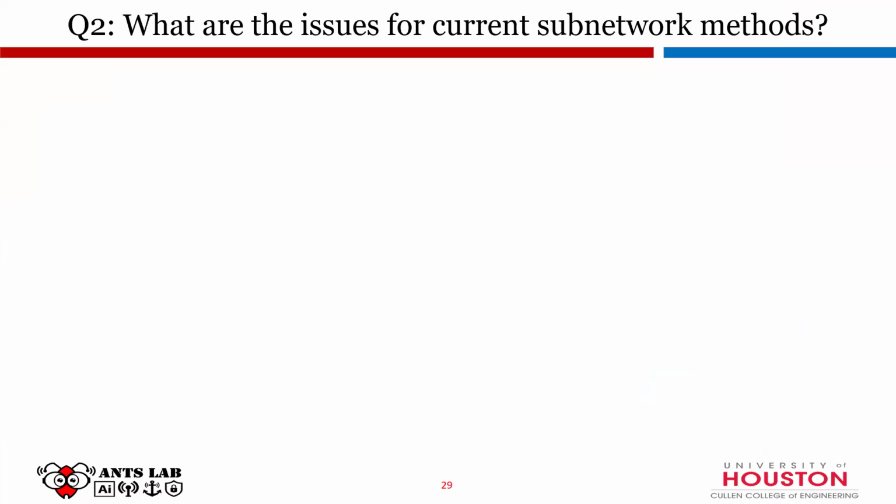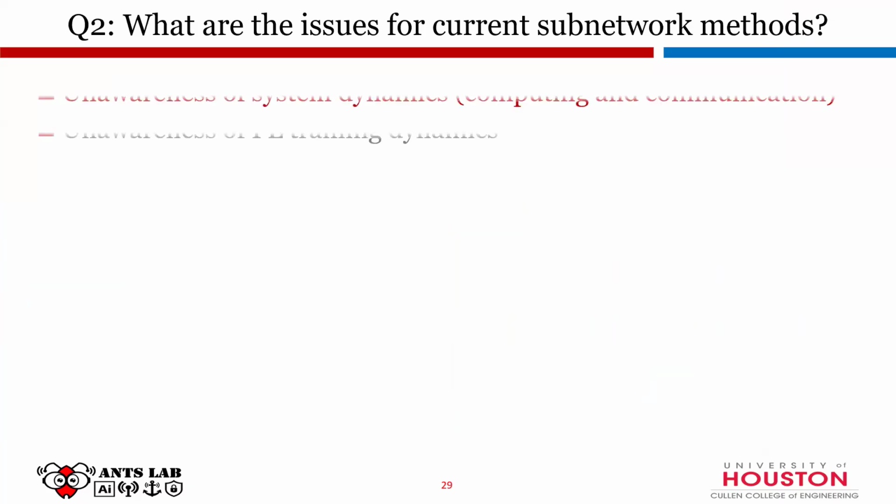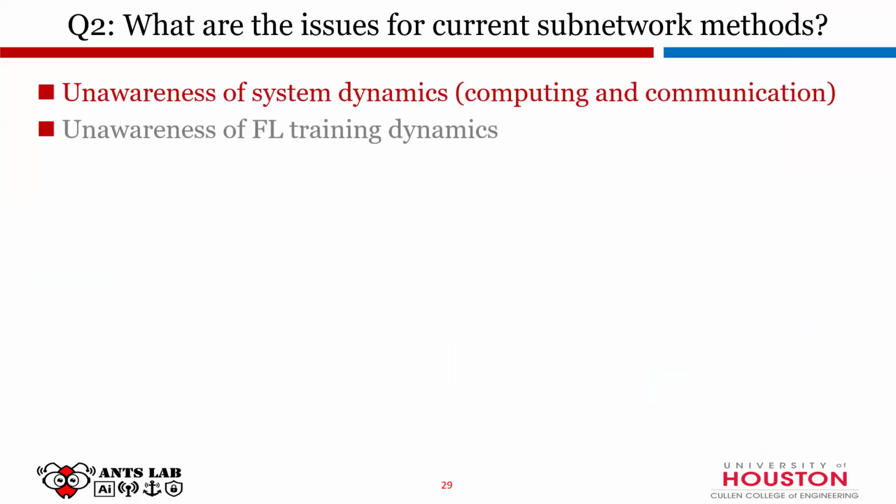The second question is, what are the issues with the current subnetwork methods? The first one is the unawareness of the system dynamics, being the computing and communication. Let's say we have devices that are basically the same capability, for example, all iPhone 14. But even if those devices are the same, they will still have different computing capability based on their circumstances, and different communication based on their wireless protocol.